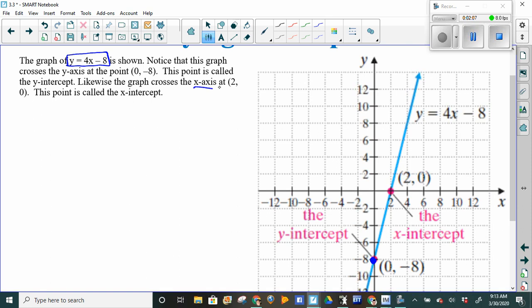So the x-axis, it's crossing at 2, 0, and this is called your x-intercept. So pay attention to where the 0 is located because that's a common mistake to get backwards. So make sure you understand why it is 0.